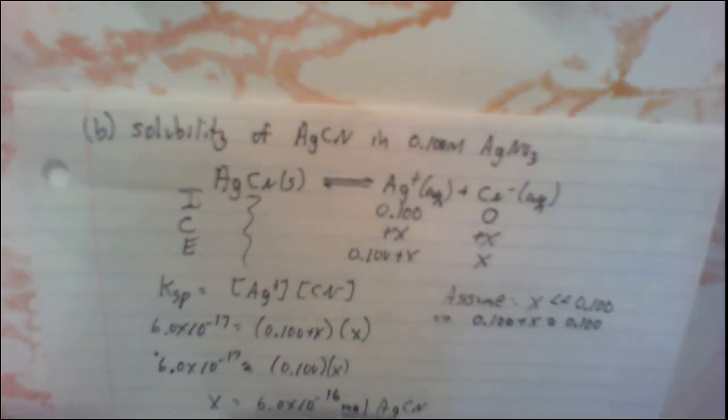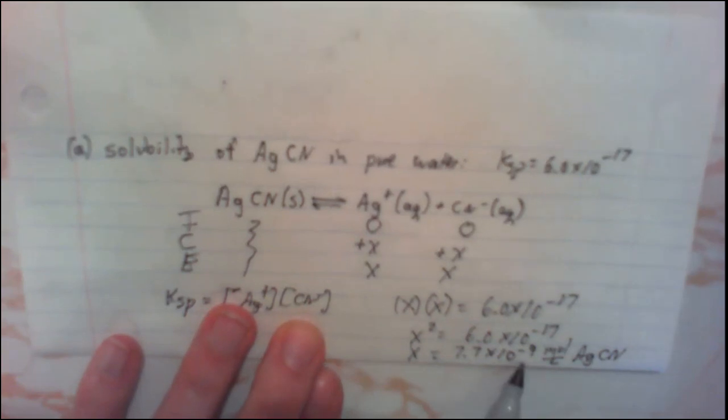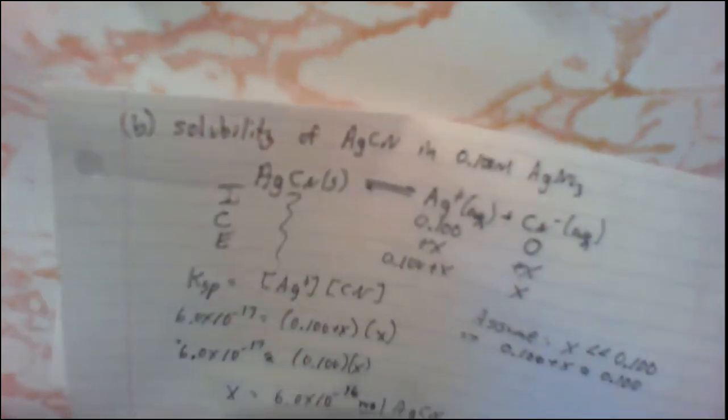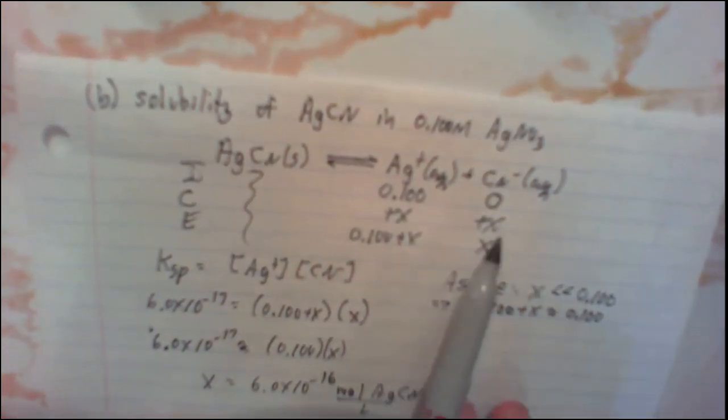So the concentration did go down as we'd expect. Even without checking, we know this number is very, very small relative to this number. And it went down, in this case, about 7 orders of magnitude. So it's about times 10 to the minus 9 molar solubility in pure water. It's 10 to the minus 16 molar solubility in a 0.1 molar silver nitrate solution.